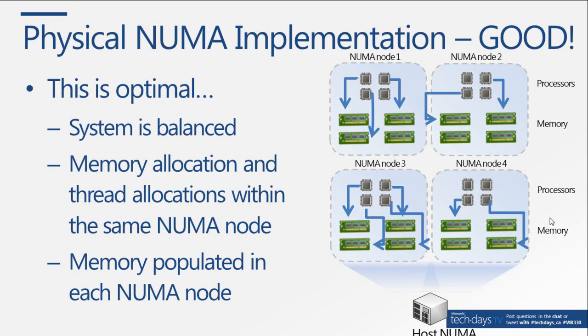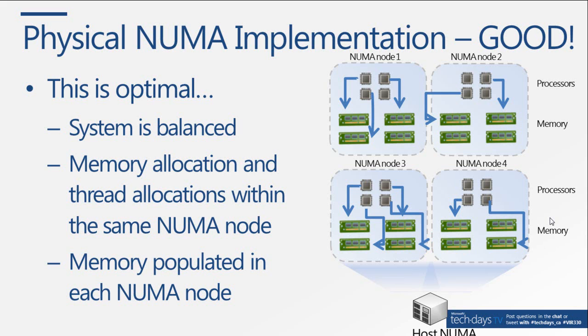Typically, when you order a server from a hardware vendor like Dell or HP, and you tell them to put in 64 gigs of RAM on your 4-socket box, they will populate the memory so that it's equally balanced on all the different NUMA nodes.